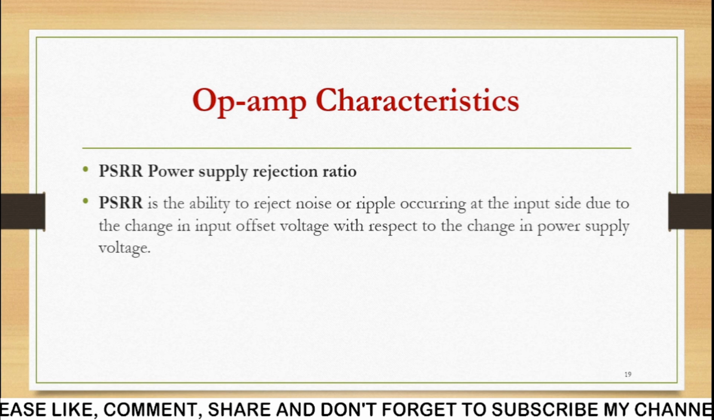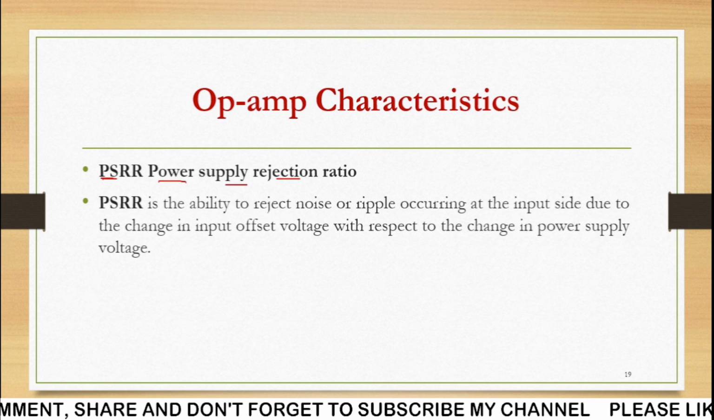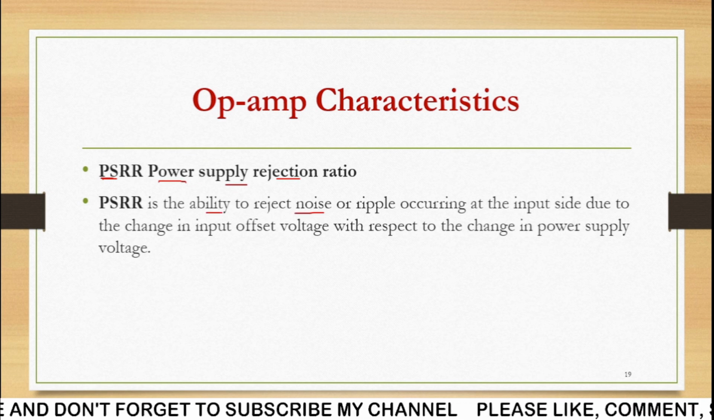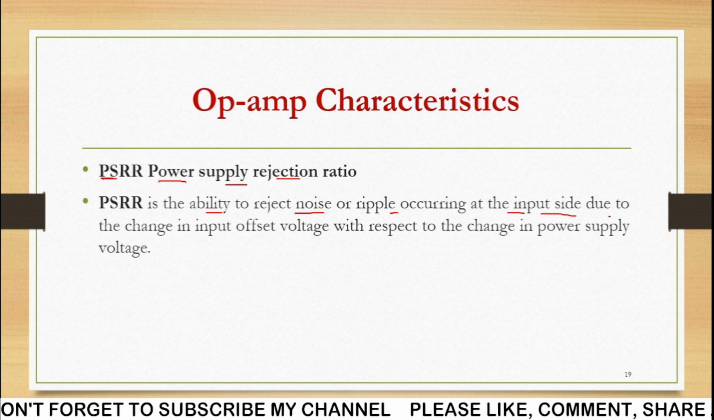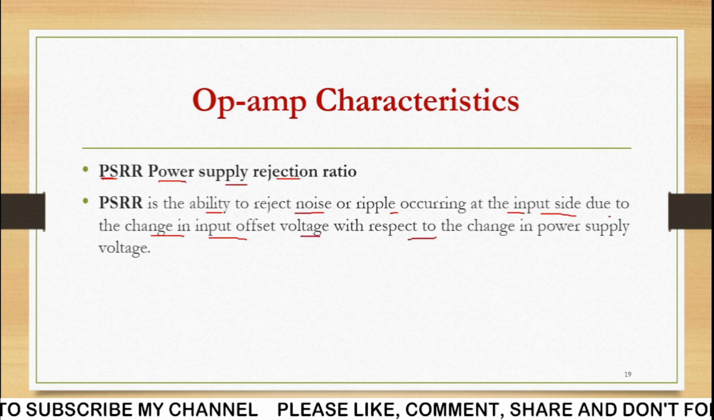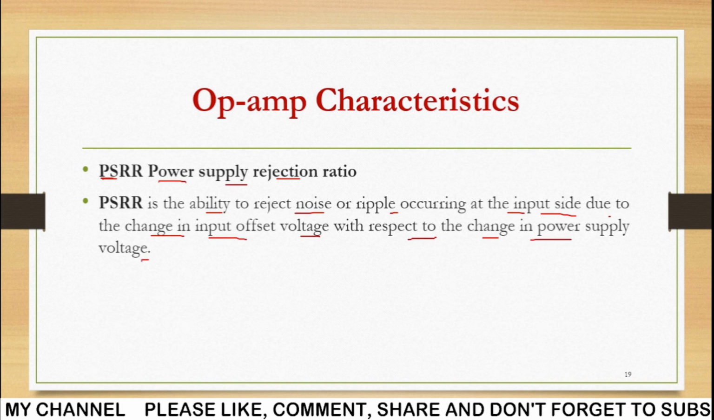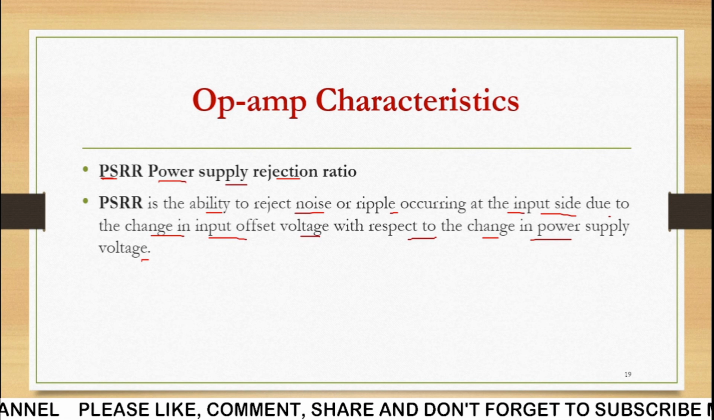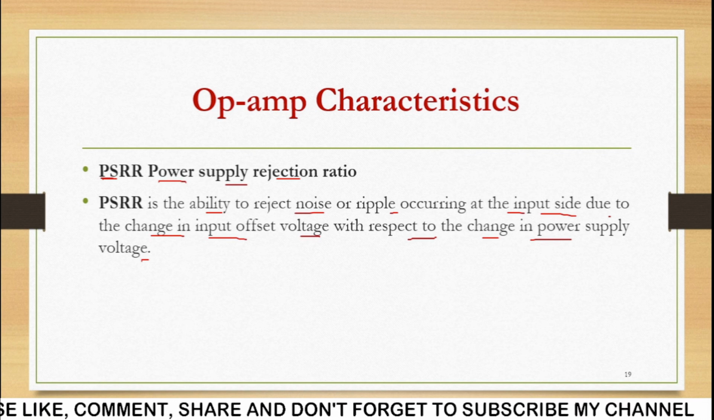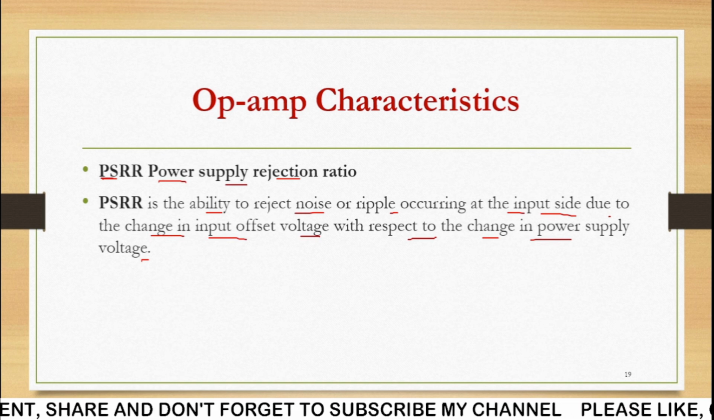Next characteristic is called power supply rejection ratio. This is the ability to reject noise or ripple that occurs at the input side. That's why it is called power supply rejection. This occurs at the input side due to the change in input offset voltage with respect to the change in power supply. So why do we get noise and ripple? Because of the change in input offset voltage with respect to the change in power supply. The ability to reject this noise or ripple is called the power supply rejection ratio.